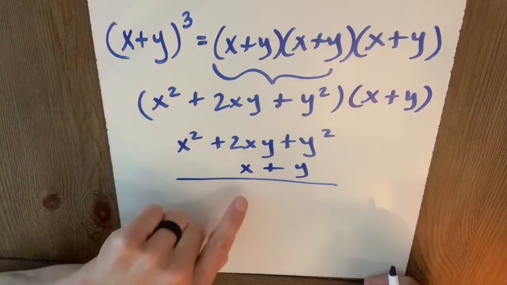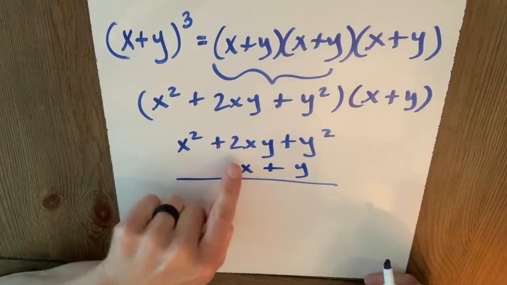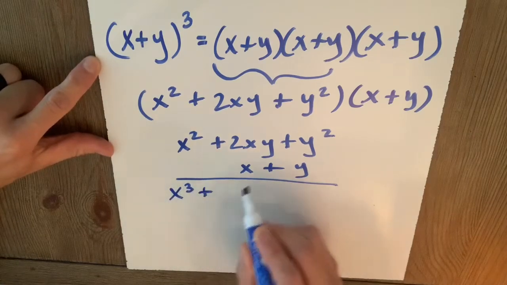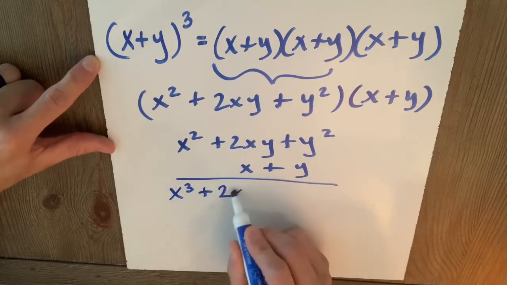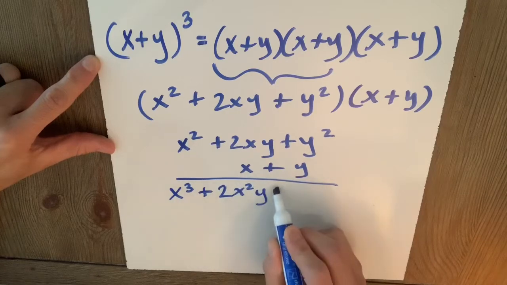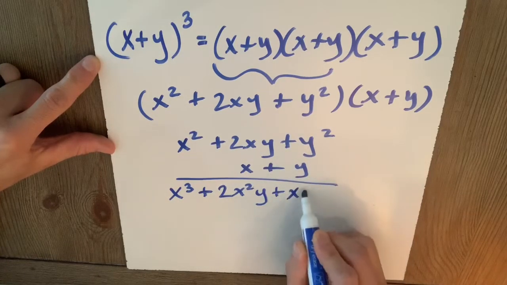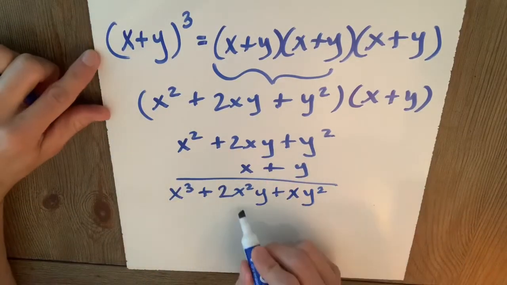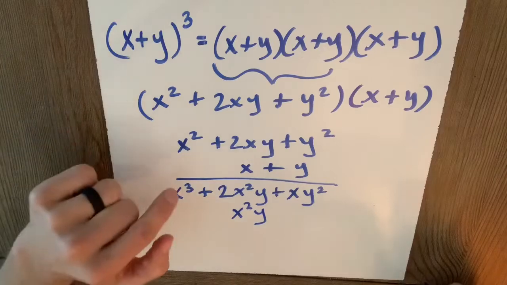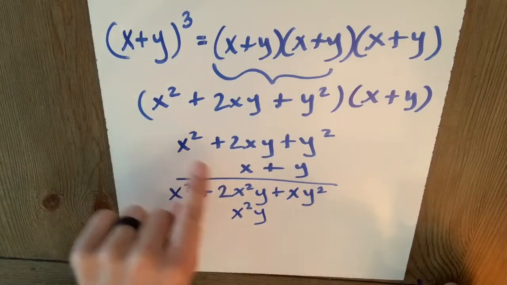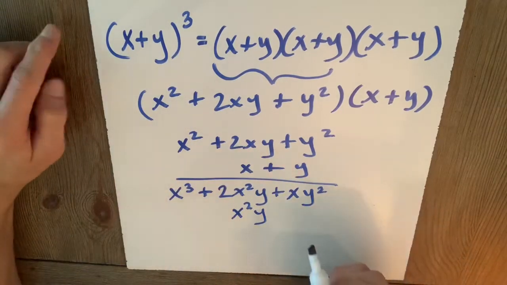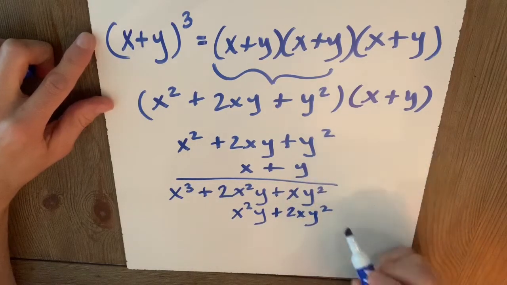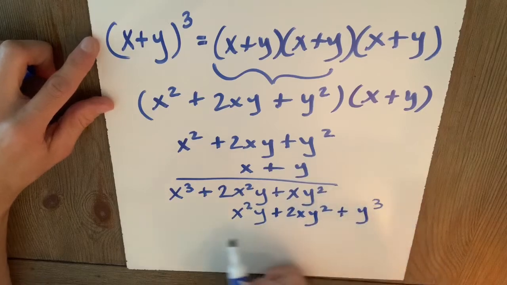And when I multiply them, I'll take this first term and multiply it through. So x times x squared is x cubed plus x times 2xy is 2x squared y plus x times y squared is xy squared. Then I start over. y times x squared is x squared y. Notice what I do is I immediately group the like terms together. y times 2xy is plus 2xy squared. And finally, y times y squared is plus y cubed.